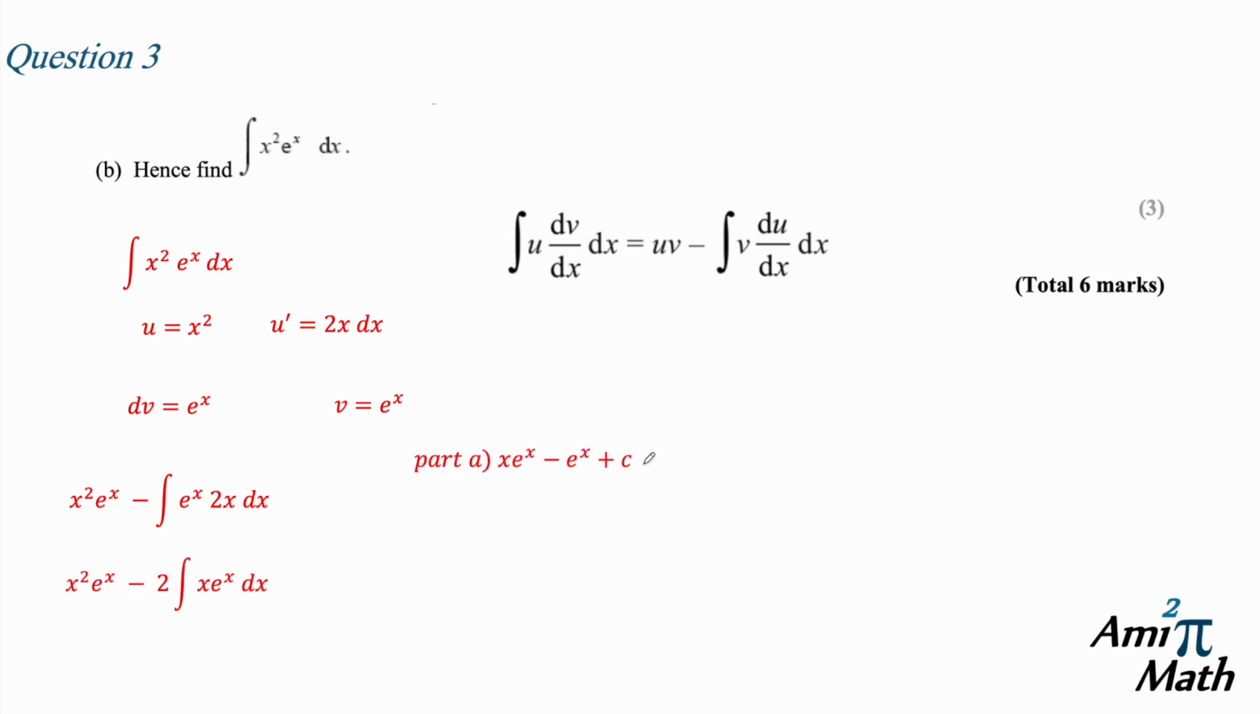And then we remember from part A that the integral of x e to the power of x, as shown here, is equal to x e to the power of x minus e^x plus c. So we can rewrite this as x squared e to the power of x minus 2 multiplied by this, and that gives you something like this. And then we can collect all the like terms and take the e^x on the outside, so you have x squared minus 2x plus 2 multiplied by e to the power of x, and then plus c.